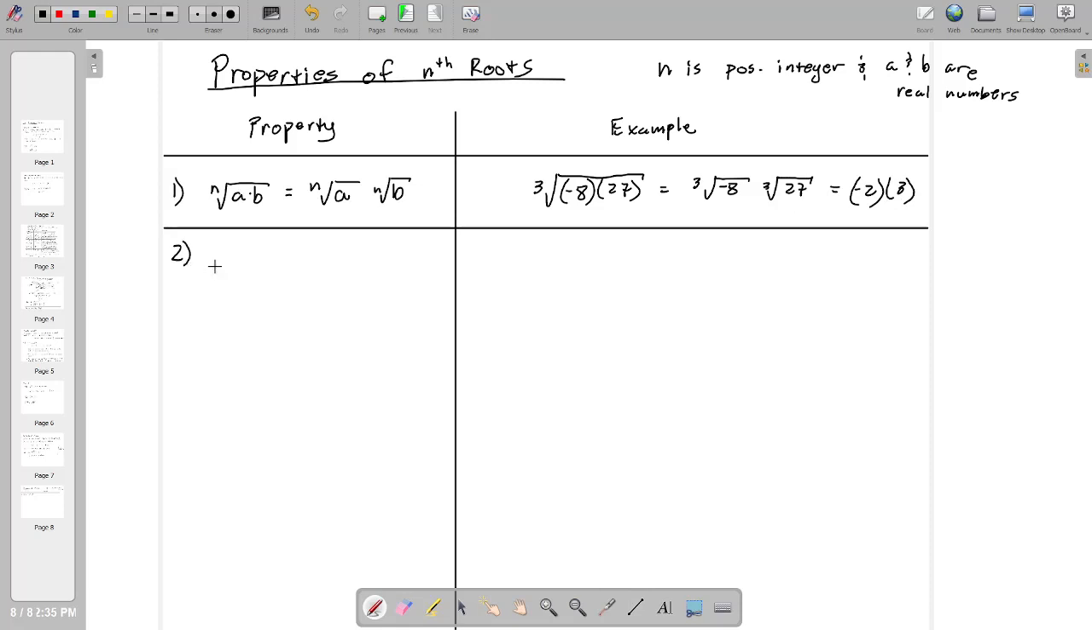2. The nth root of a quotient. We can split that into separate nth roots as well. Fourth root of 16 over 81 is equal to the fourth root of 16 divided by the fourth root of 81.